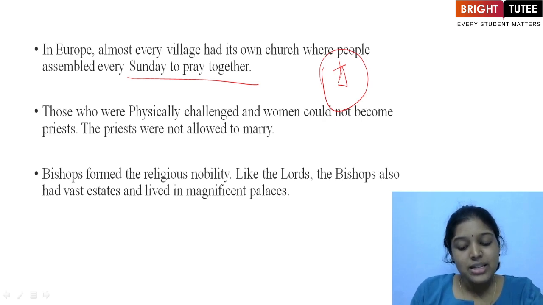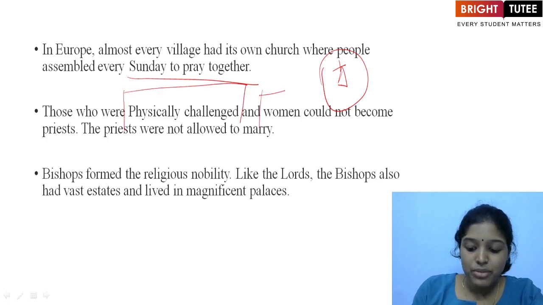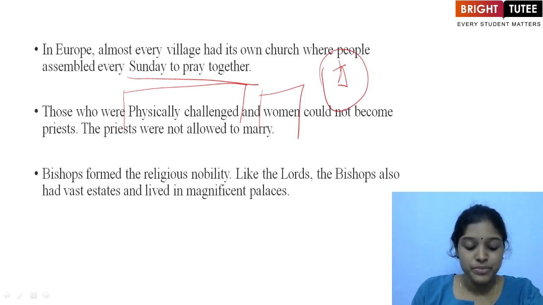Those who were physically challenged and women could not become priests, and the priests were not allowed to marry. So see, interestingly, physically challenged people and women did not have the right to be priests. Only able-bodied men could become priests, and one important thing was they were not allowed to marry.